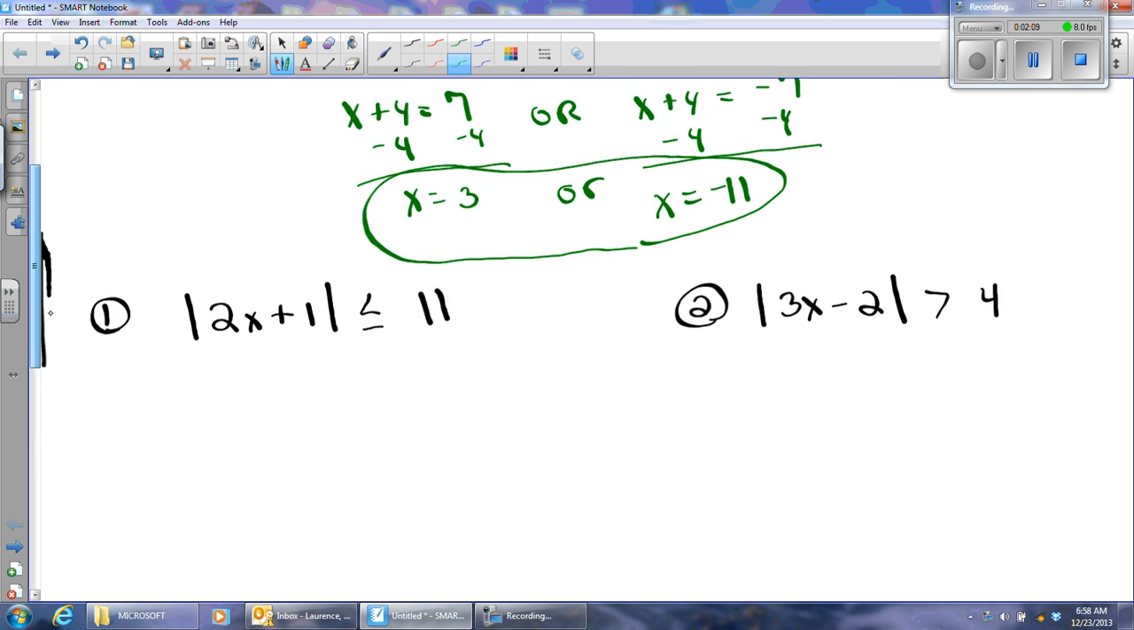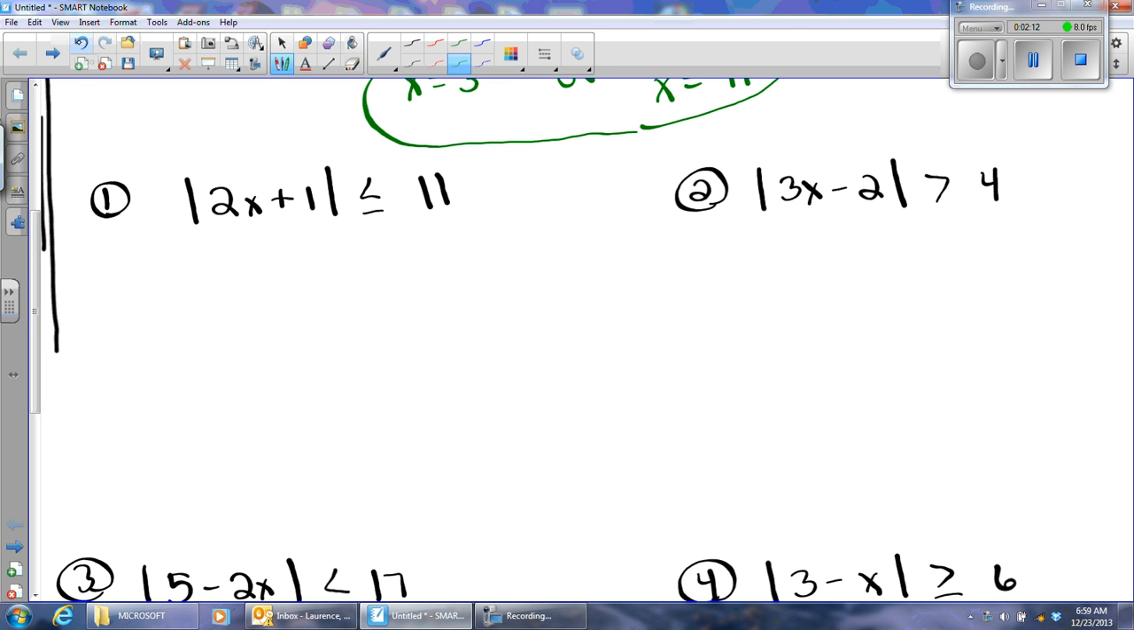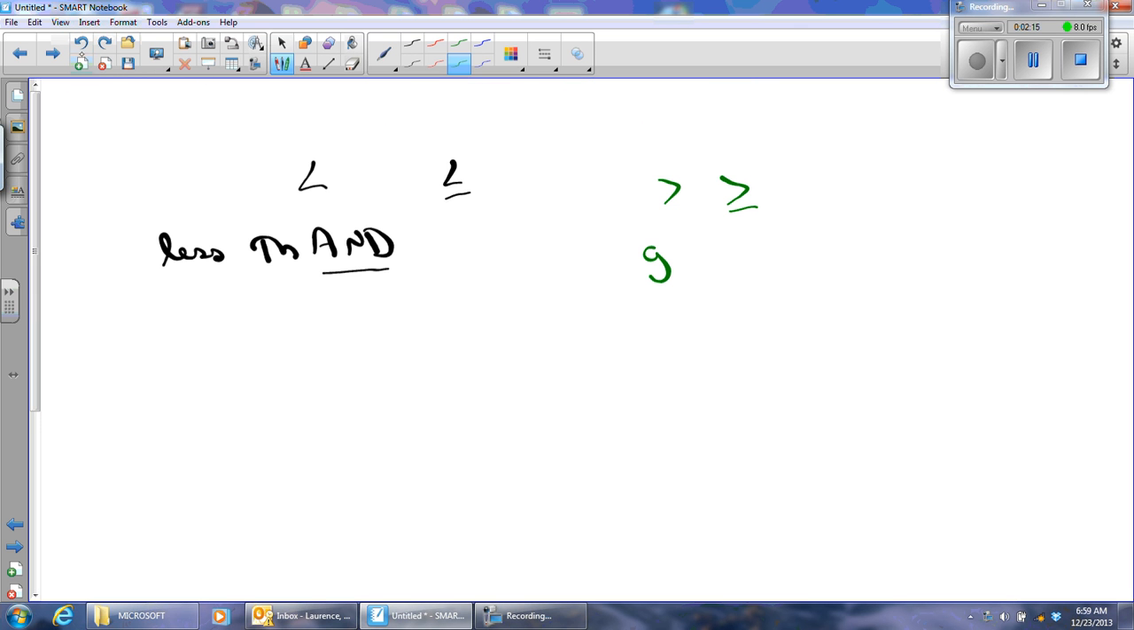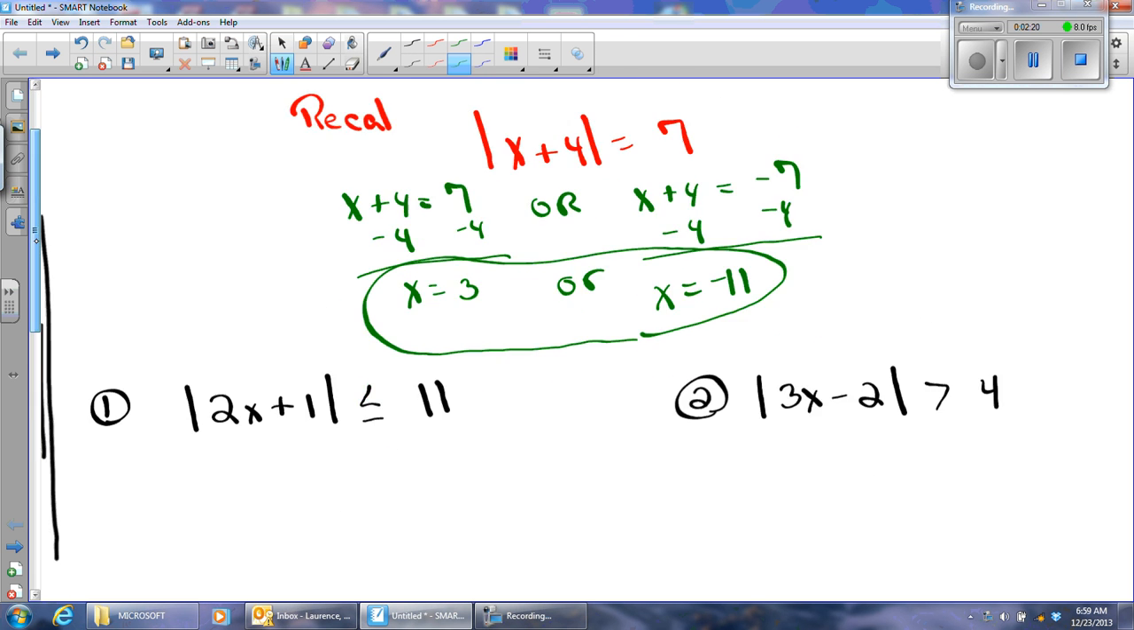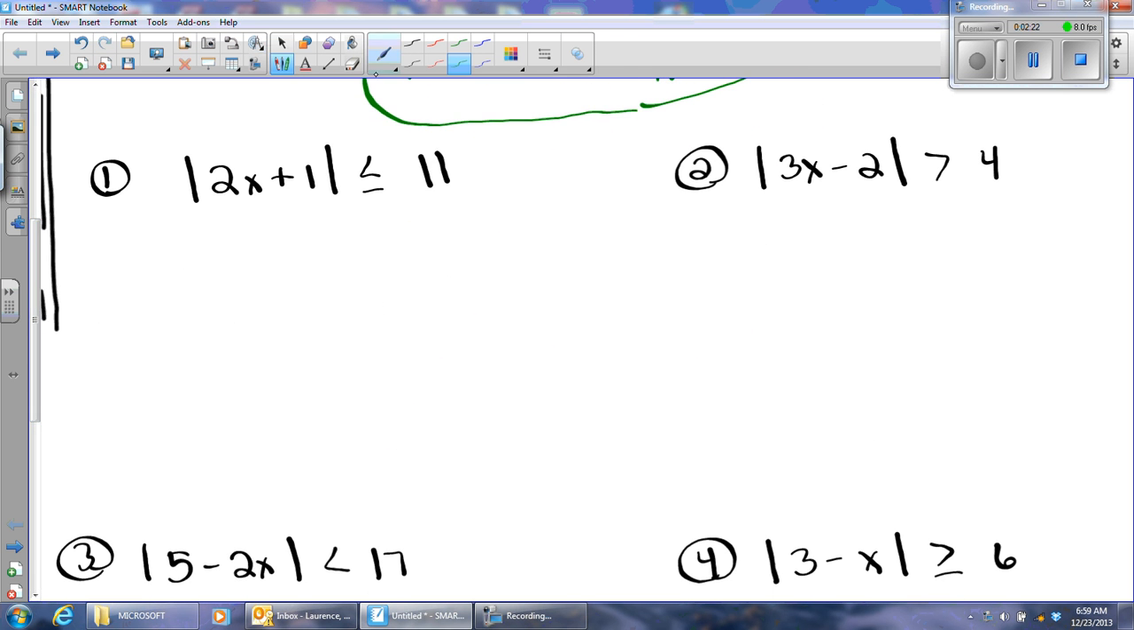So problem number 2, I have the absolute value of 2x plus 1. Oops, sorry about that. Okay, the absolute value of 2x plus 1 is less than or equal to 11. So I'm going to break this up into two pieces. So I'm going to go 2x plus 1 less than or equal to 11, and 2x plus 1. And this is a little tricky. I need a negative 11 here, but I also need to change the direction of the inequality.